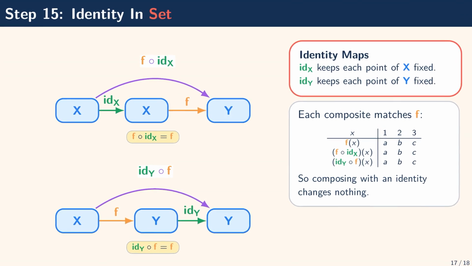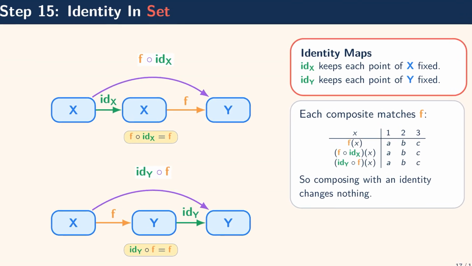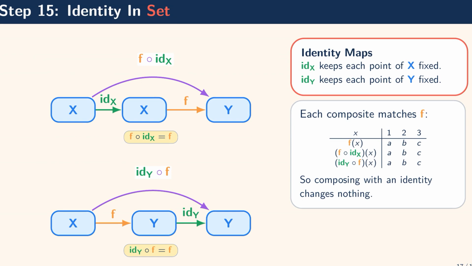Identity in Set is equally concrete. The identity map on X keeps each element of X fixed, and the identity map on Y keeps each element of Y fixed. So composing F with an identity on either side does not change what F does to any input.